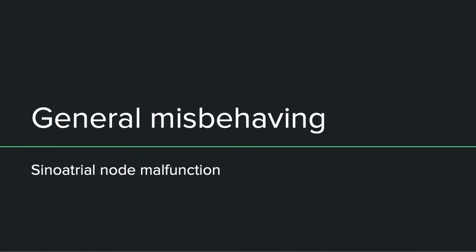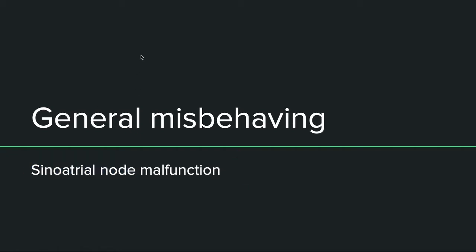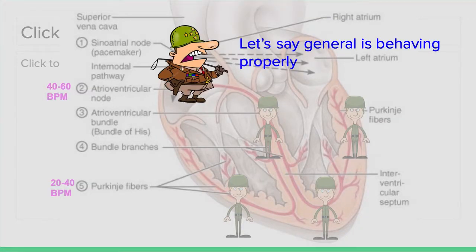And so if we look at the first class of things that could go wrong, which was our little general misbehaving, that meant our leader, our pacemaker, is not working properly. That means that the sinoatrial node is doing something wrong. That means that our leader, our SA node, is not behaving properly.